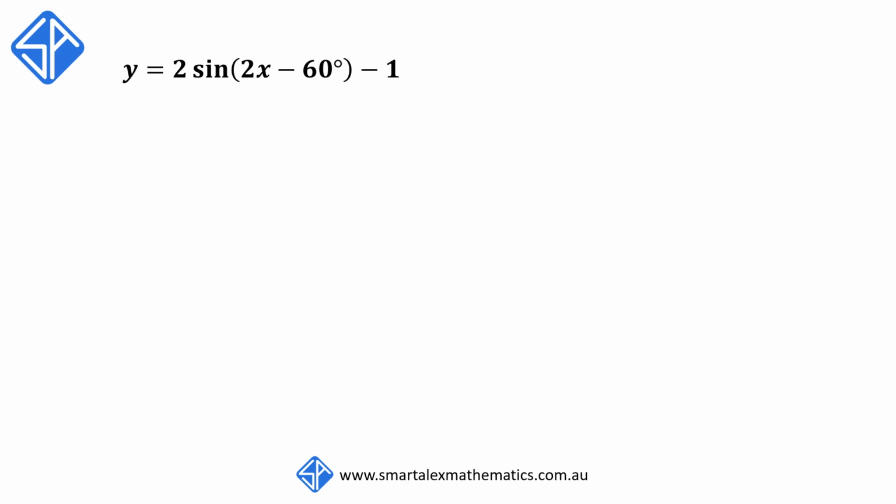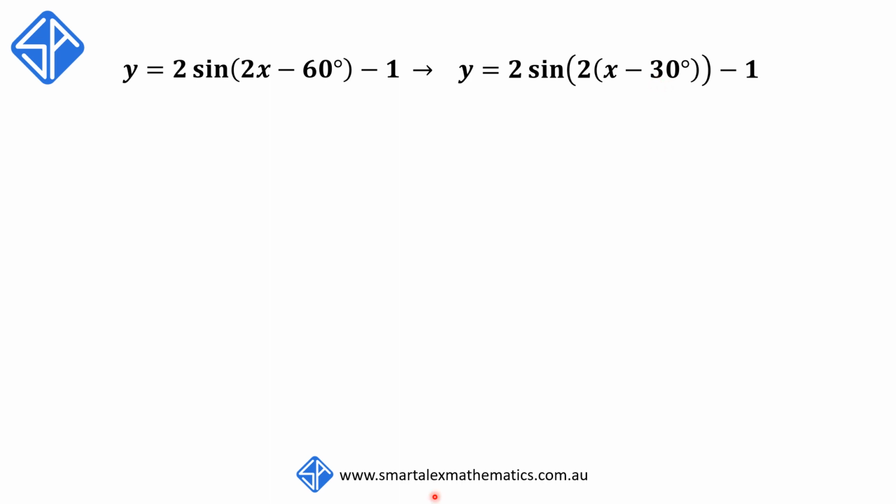Our last example is y equals 2 sin (2x minus 60 degrees) minus 1. Our first step is to express this in general form as y equals 2 sin, then we're going to factorize out the 2, so that we've got 2 times (x minus 30 degrees) inside the bracket, and all of this minus 1. The reason we want to do this is because we want to make sure that we have got the correct value for our horizontal phase shift.